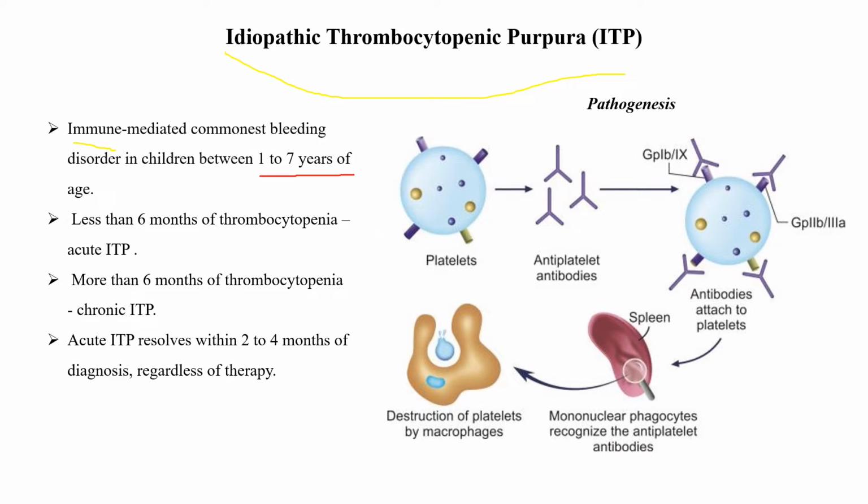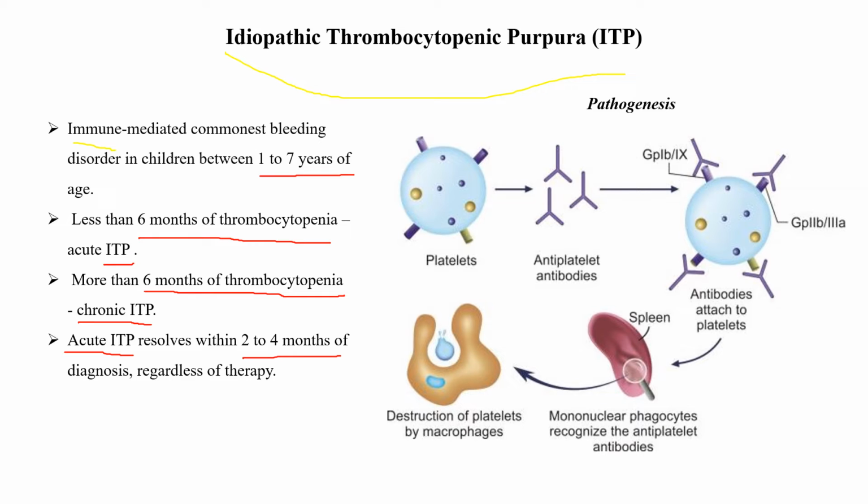We have two types of idiopathic thrombocytopenic purpura, acute and chronic. Acute has less than 6 months of thrombocytopenia. Chronic is more than 6 months of thrombocytopenia. Children will develop only acute idiopathic thrombocytopenic purpura, and even that has a spontaneous resolution by 2 to 4 months of diagnosis, even without therapy.